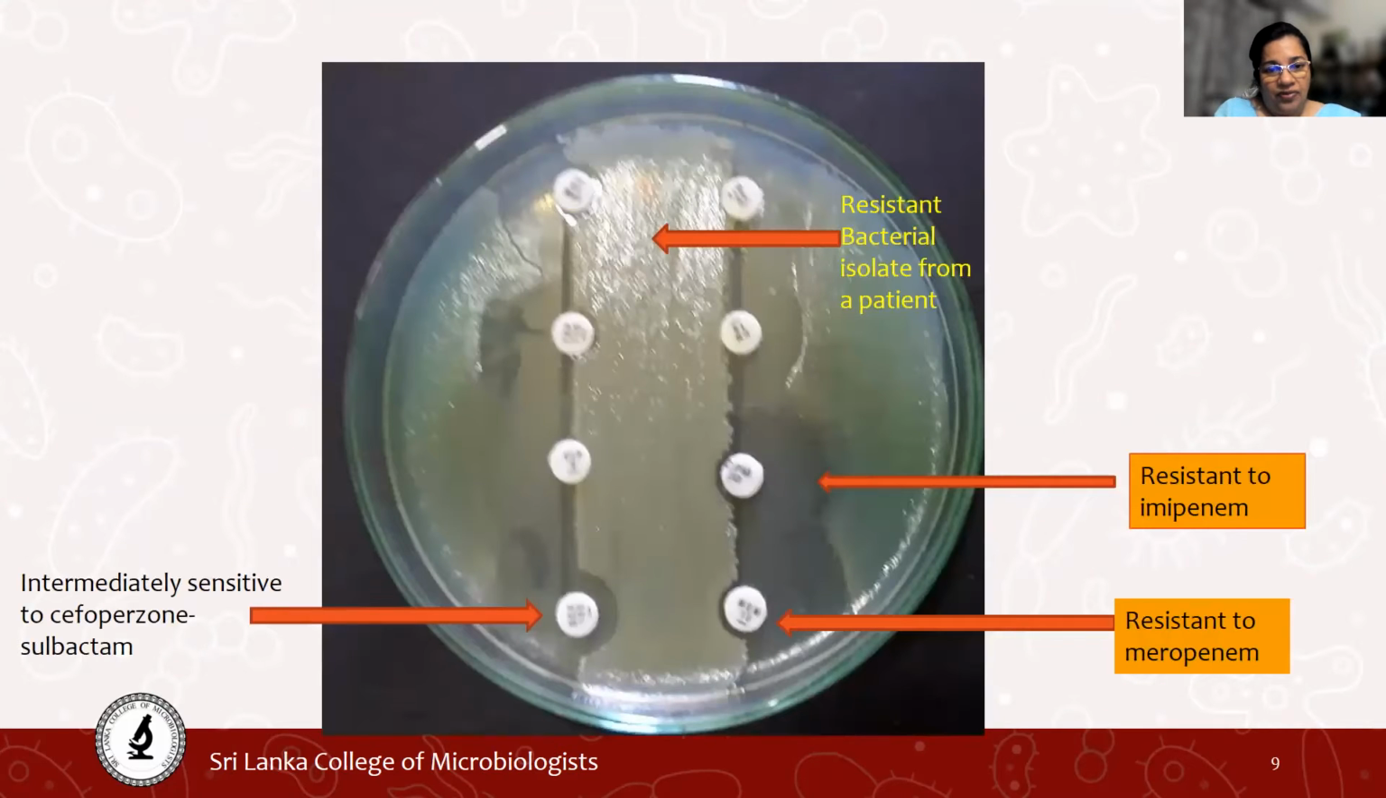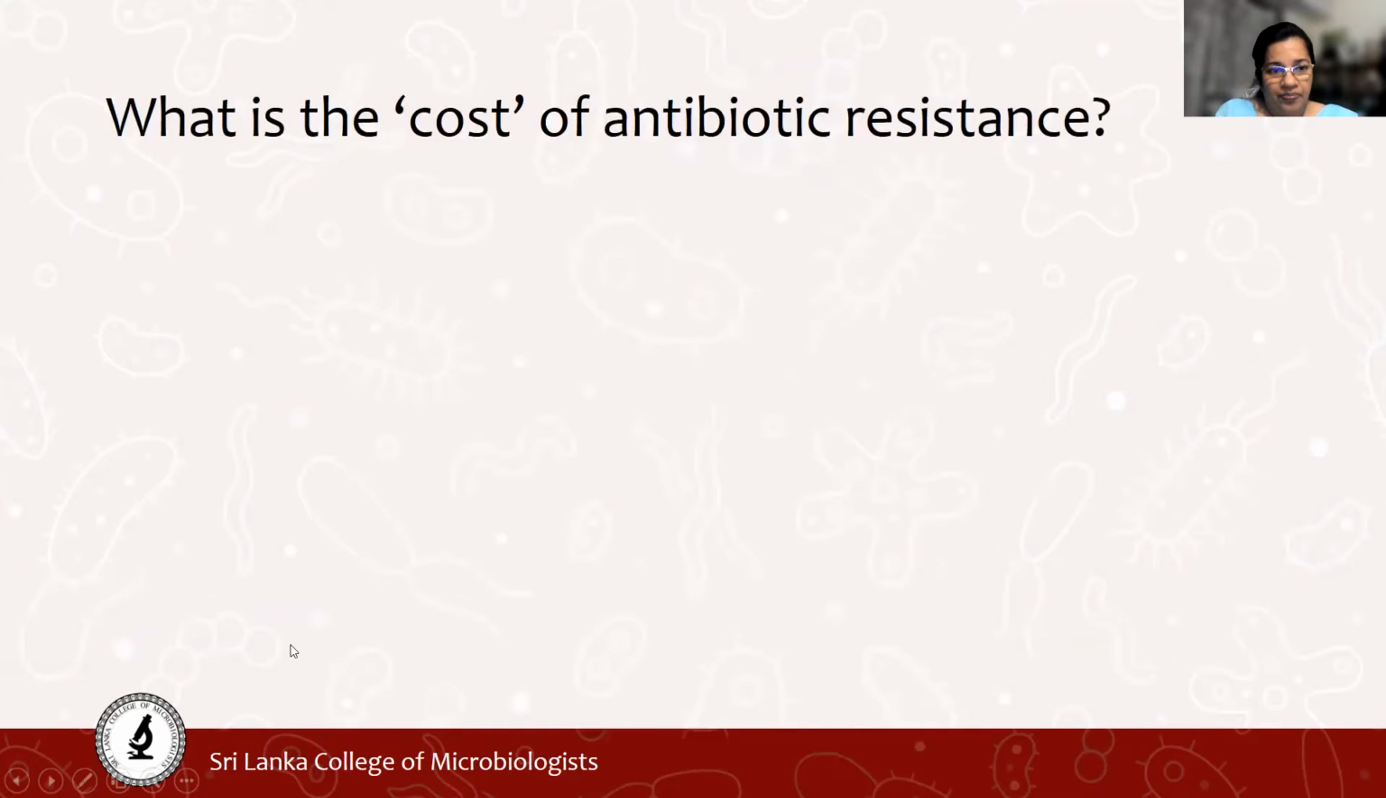So this is one of the isolates from a lab. In the middle, the patient's pathogen, and on either side, control. So it is a resistant bacterial isolate from a patient with urine infection. This organism shows resistance to imipenem and meropenem, while showing intermediate sensitivity to cefoperazone sulbactam.